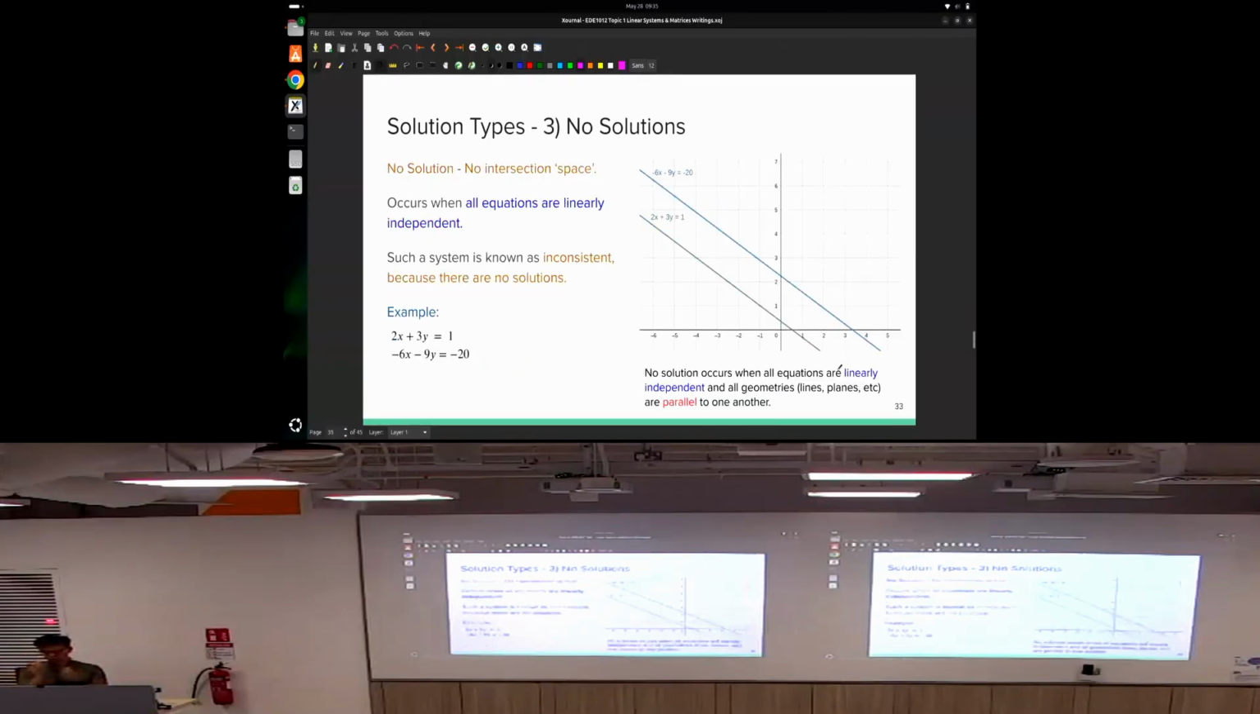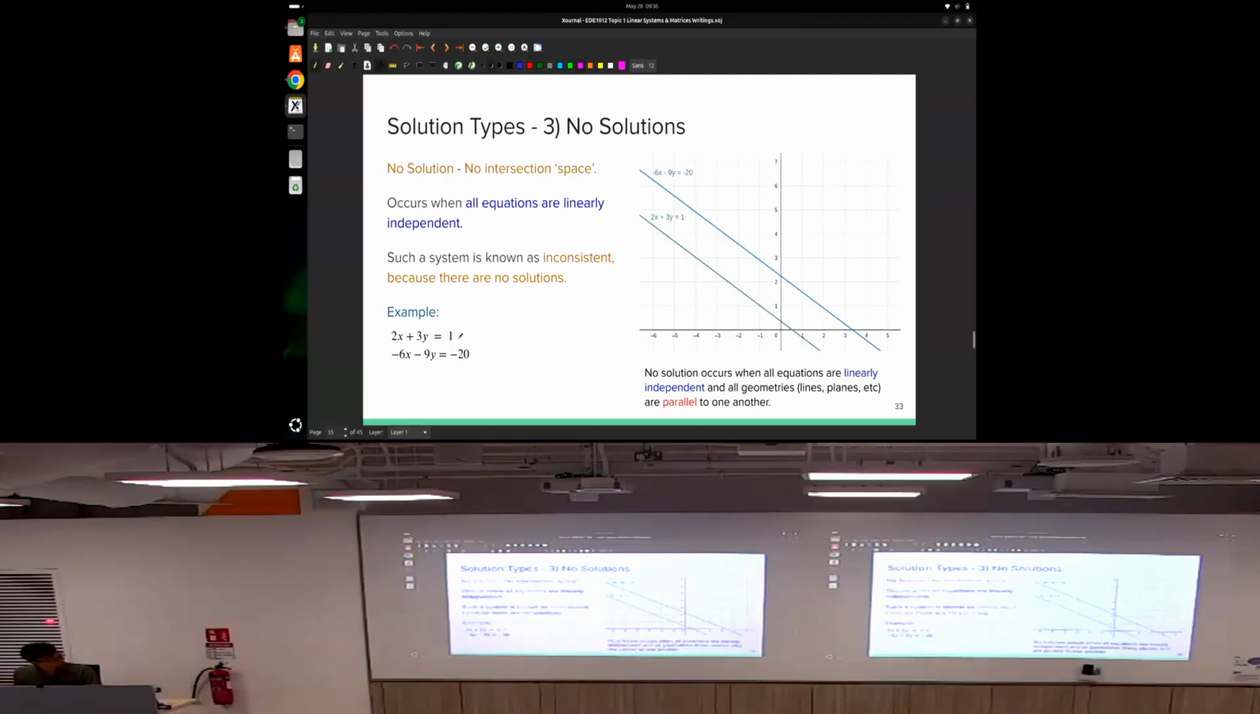Okay, then third one, no solution. This one I mentioned also. No solution when you have parallel lines. They are not coincidental, that means they are not lying on top of one another. So when that happens, it can never intersect, then no solution. So therefore you can see that this happens when the equations are linearly independent. So what's the deal here? These two, when you times -3, you get -6. No big deal. 3 times -3, you get -9.